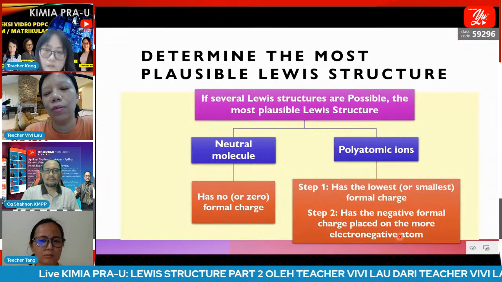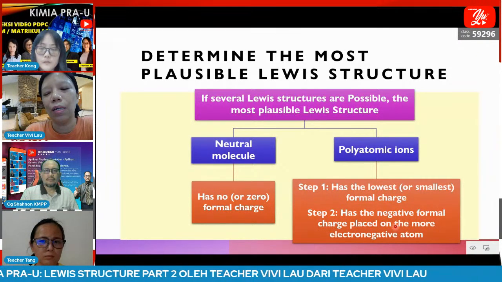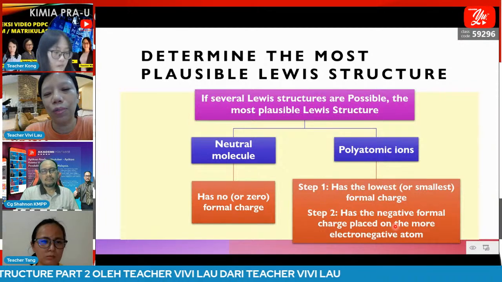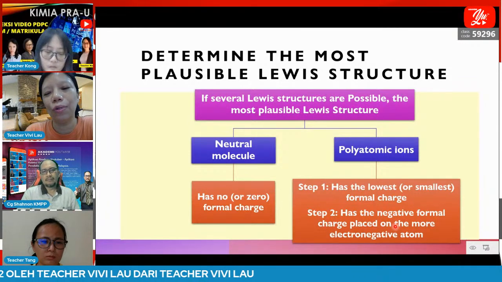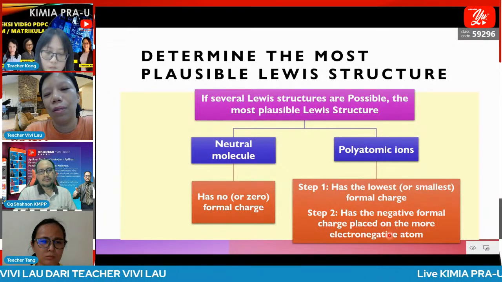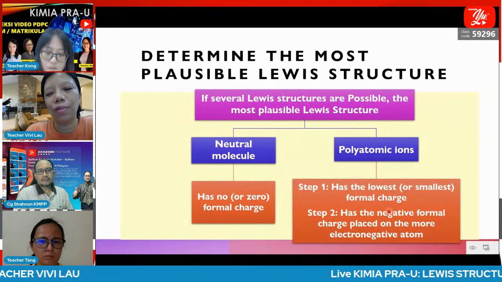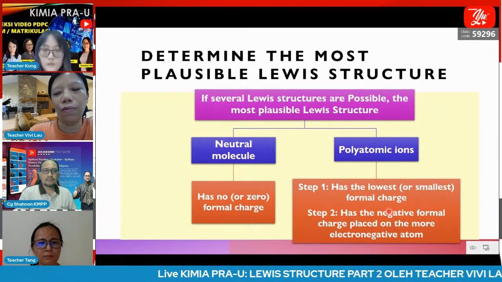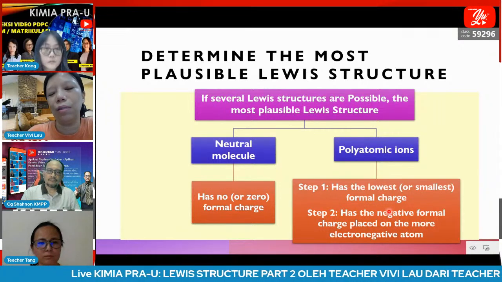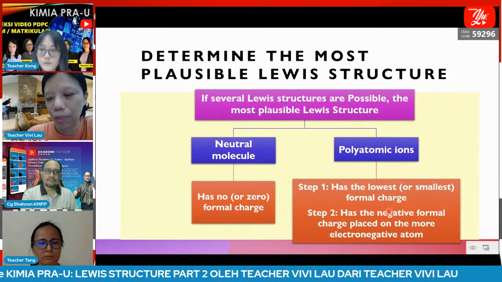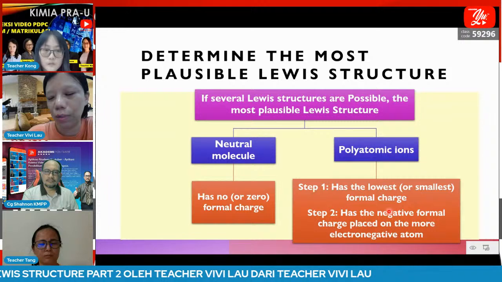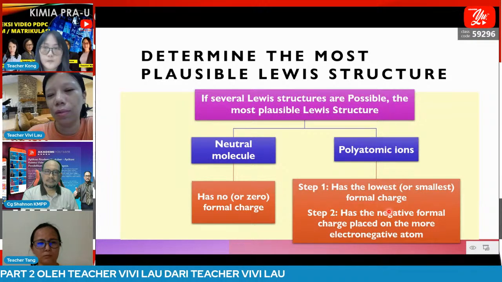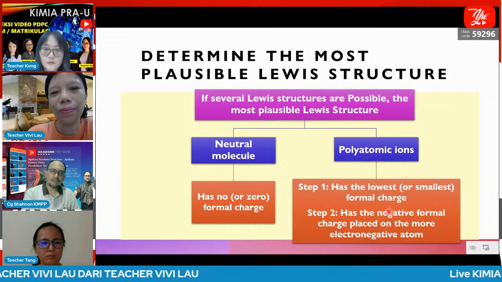The electronegative atoms are at the right side of the periodic table. So for example, oxygen and fluorine must have the negative charge. If you get a negative, you should put the negative at the more electronegative atoms, for example oxygen, chlorine, nitrogen.